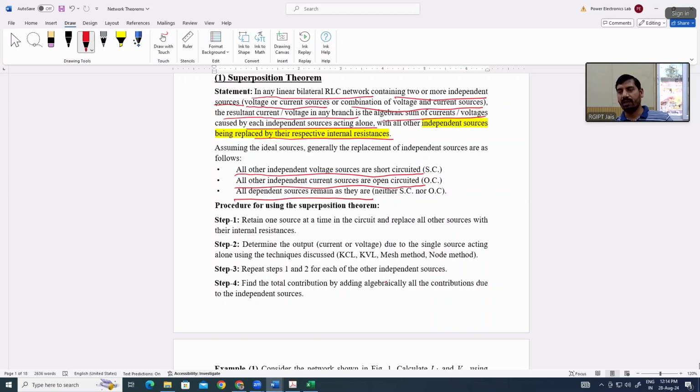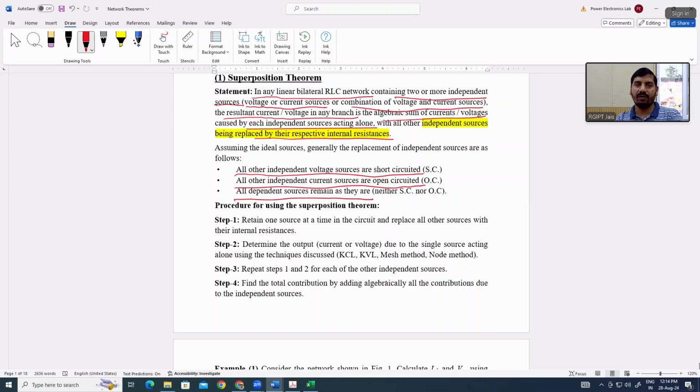In this theorem, to apply this theorem, we have to take one source at a time, and we have to eliminate other sources. And how can we eliminate or disable? Voltage sources will be short circuited, current sources will be open circuited. Why are voltage sources short circuited? Because the voltage sources will be replaced by their internal resistance, and you know that for an ideal voltage source, internal resistance is 0. So that's why it will be replaced by 0. 0 means short circuit. Resistance 0 means voltage will be 0, so it will be short circuited.